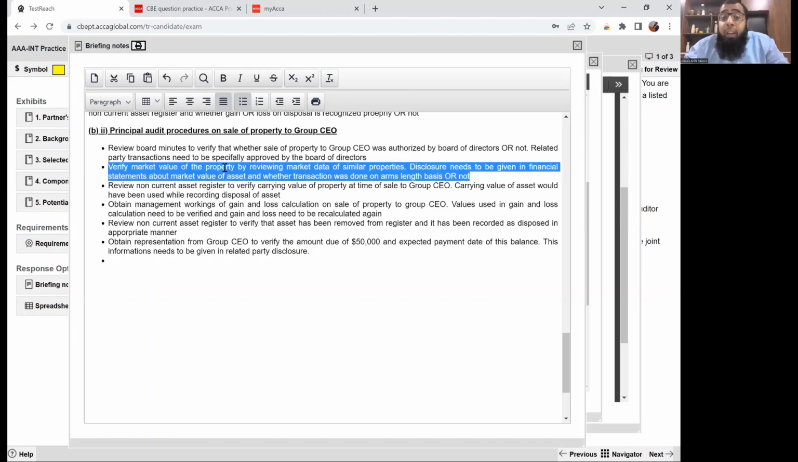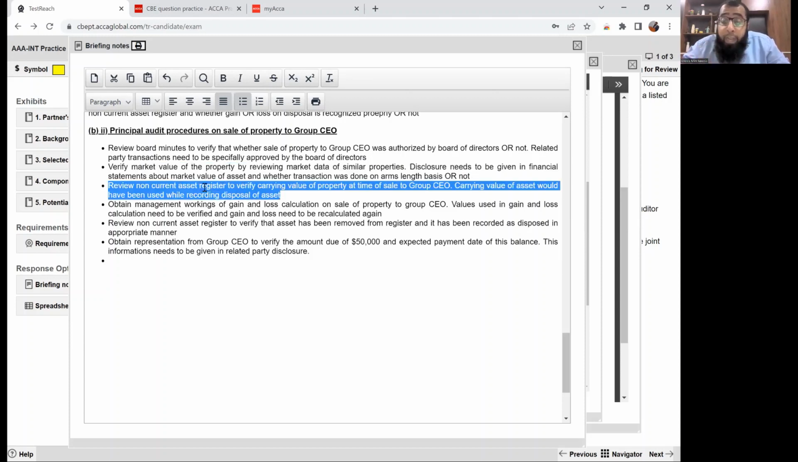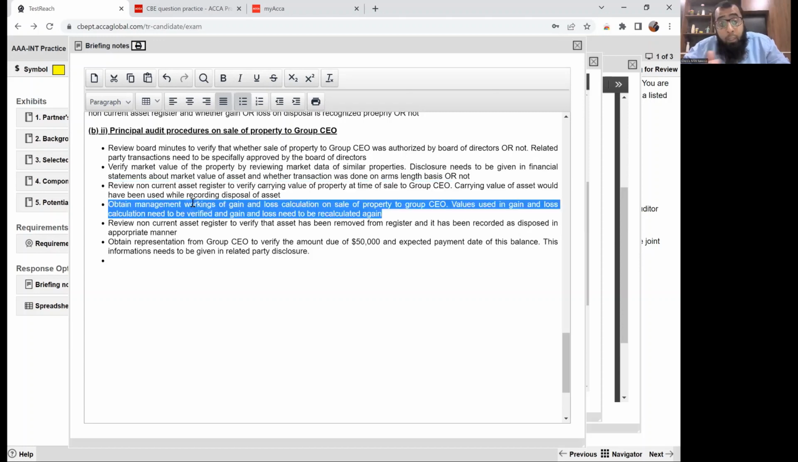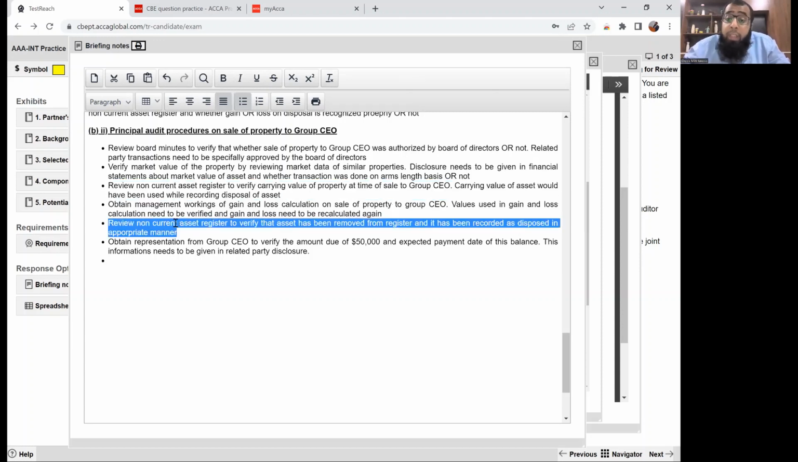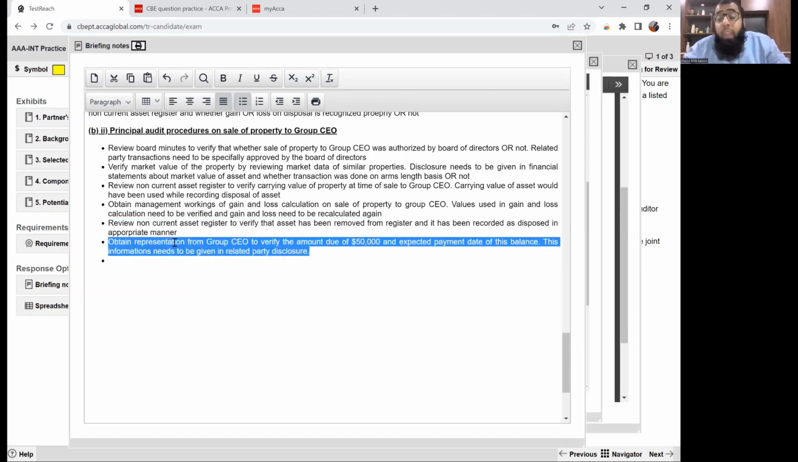You need to give market value in the disclosure, so go and verify it. You need to look at the carrying value for recording of the transaction, so go and verify it. Look at the gain and loss. Look at the NC register, whether it's removed from the NC register or not. Whether what's the balance due, what's the due date.